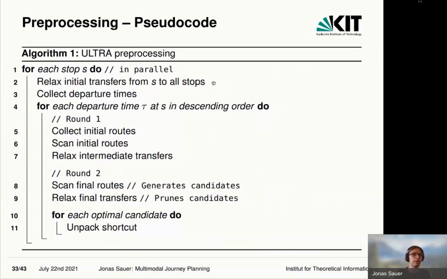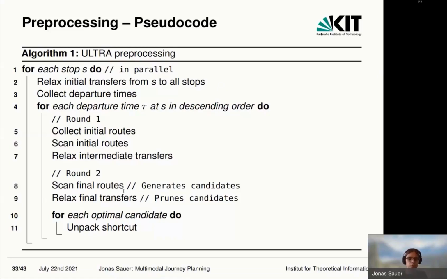We relax the initial transfers from S to all stops. We collect all possible departure times. And then for each departure time at the stop in descending order, we perform a Raptor execution, which collects and scans initial routes. Then it relaxes intermediate transfers. This is the first round. Then we do the second Raptor round. We scan the final routes.